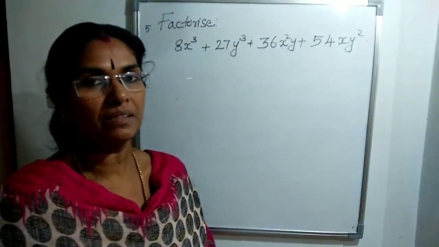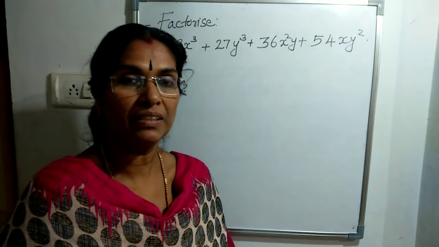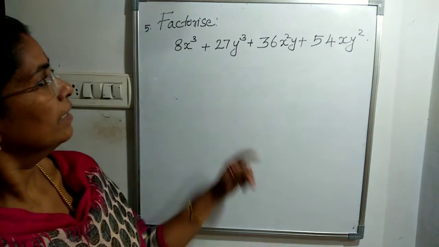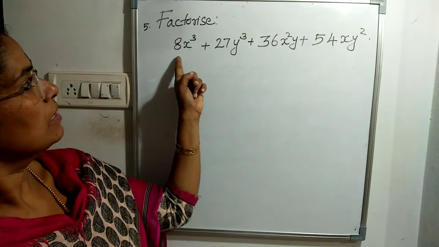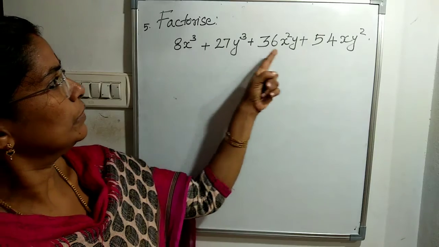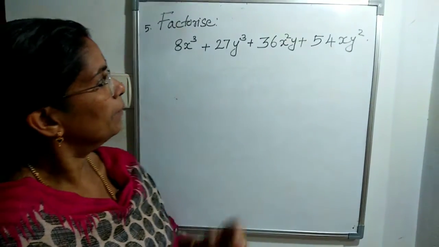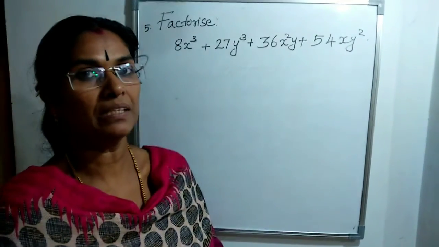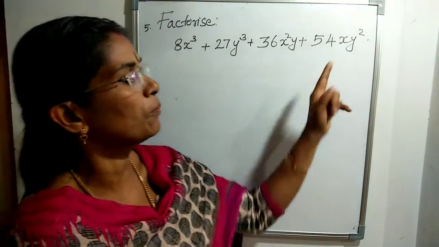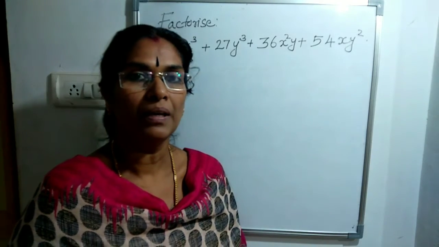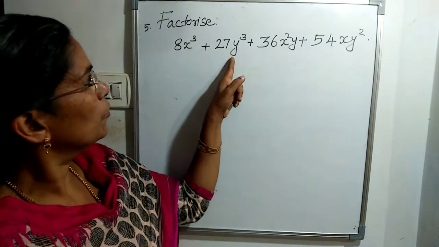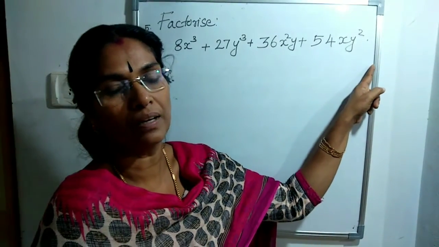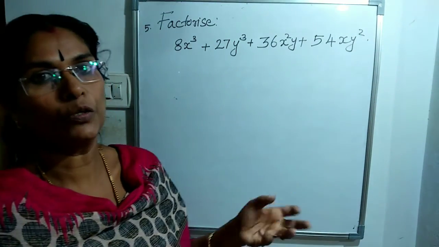So factorize means first you have to check which identity you want to use here. The given question contains 1, 2, 3, 4 terms. Among these, first two terms are cube form. It means a cube plus b cube. All these are positive. Surely it is in the form a cube plus b cube plus 3a square b is this one. This one is 3ab square. So we can check it is correct or not.